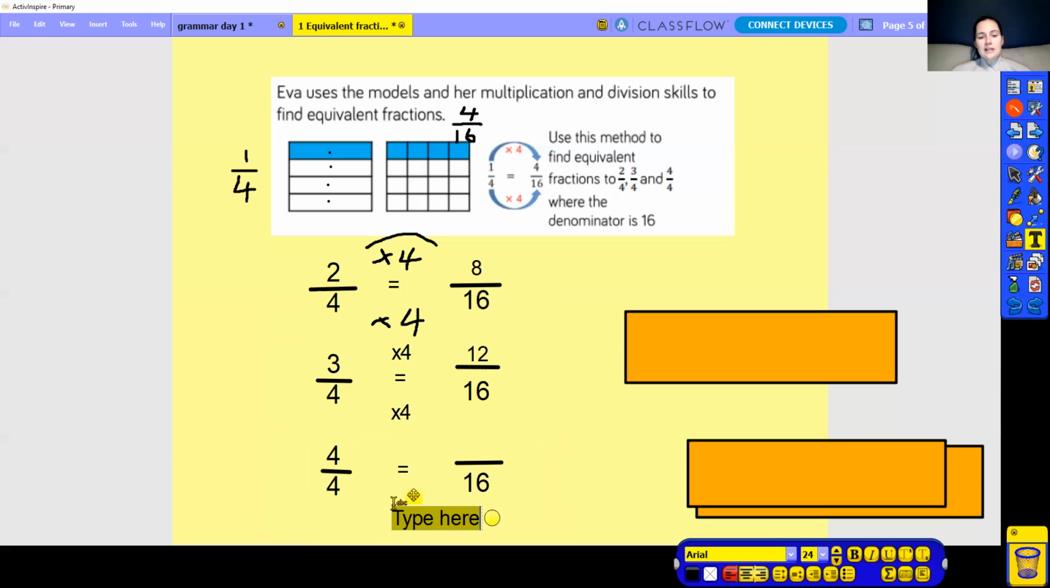But let's just go through it as we have done all the others. So we know that we're timesing this one by 4. So we're timesing the 4 as the denominator by 4 to make 16. So now let's do the same to the numerator. So we times this one by 4. And 4 times 4 is, of course, 16. So you can see that these are both equivalent. They are both one whole one. Okay.